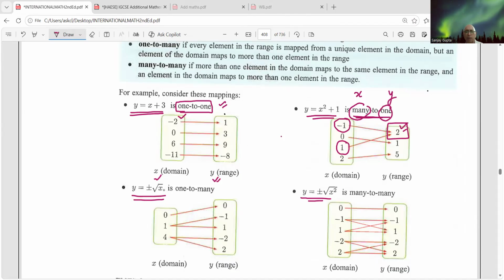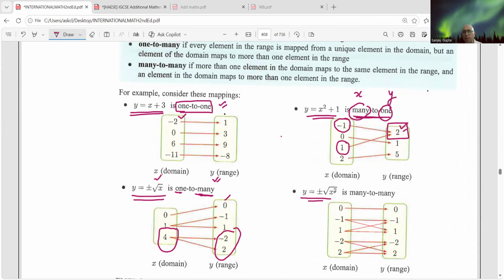Now going forward, y is equal to plus minus root x. For 0, square root, I have 0. For square root of 4, I have -2 and 2. So now for the same x value, we have two different y values. So it is called one to many, because now y's are more than 1, where x is only 1. If I take 9 here, it would give me plus minus 3, which is the square root of 9. Right? So this is called one to many.